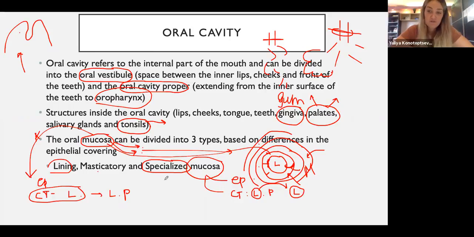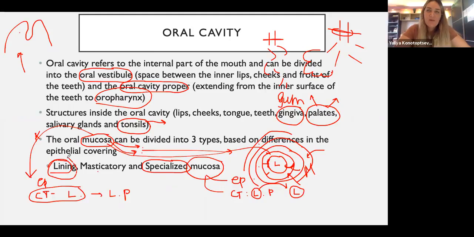For sure, you have heard these words together before. So taste buds. Taste buds are specialized mucosa. That's what they are. If I have to ask myself, what is a taste bud? It is a specialized mucosa. We'll talk about it right now.